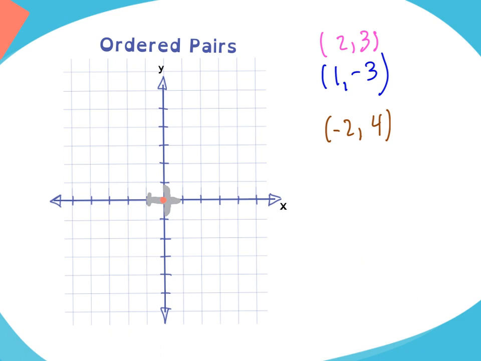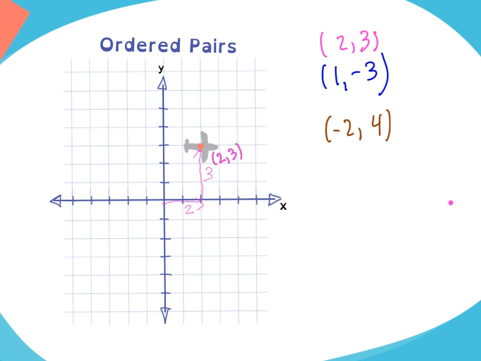Now, let's look at what happens when you have both an x and a y coordinate. An xy coordinate pair is called an ordered pair. So remember, the first is the x and the second is the y. So the 2 tells us we are going to move along the x-axis 1, 2 places, and we are moving to the right because it is positive. Now, for the 3, we're going to move up 1, 2, 3 places. And we are moving that way because the second coordinate is the y-coordinate.